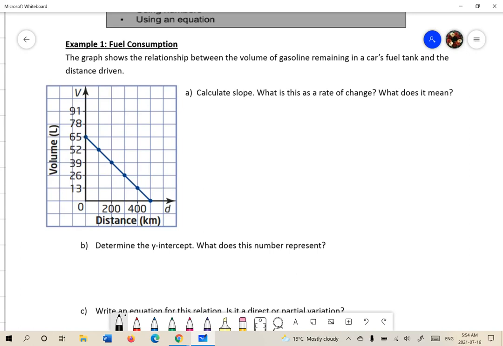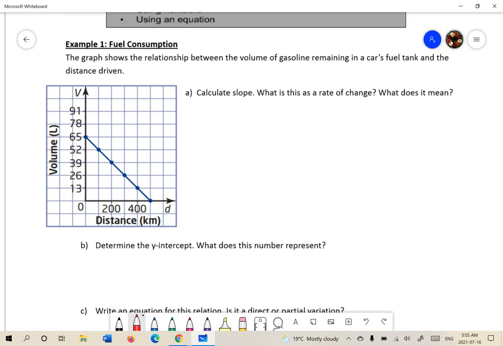Example 1, fuel consumption. The graph shows the relationship between the volume of gasoline remaining in a car's fuel tank and the distance driven. We can see from the graph that our line is falling to the right, which means that it has a negative slope. Remember that when we're calculating slope in part A, your answer should be negative. I'm going to use the slope formula to find slope.